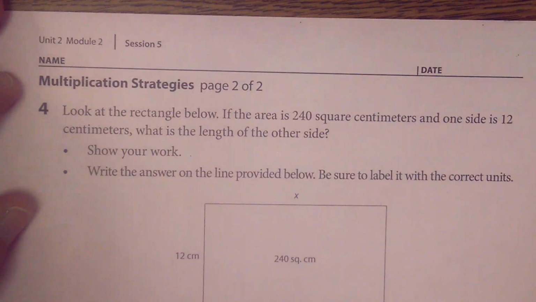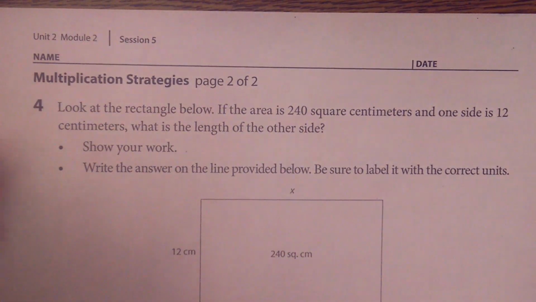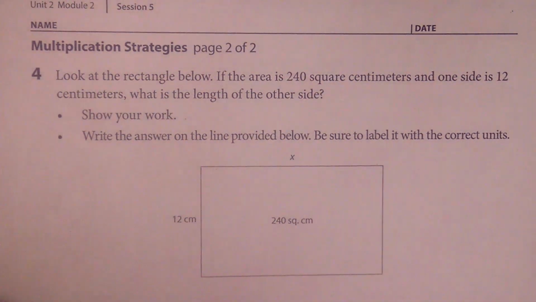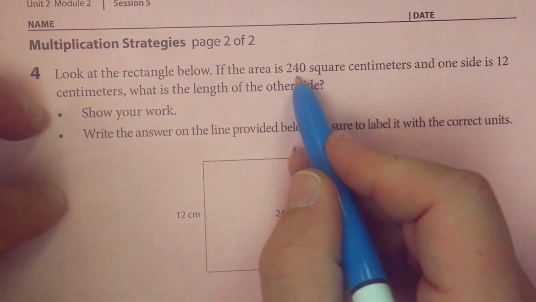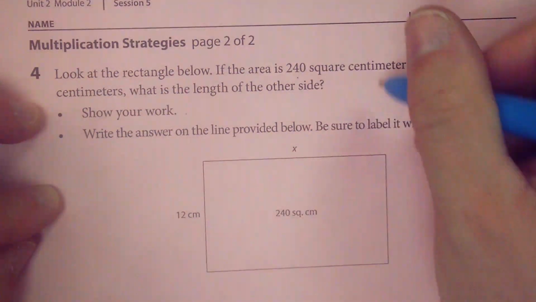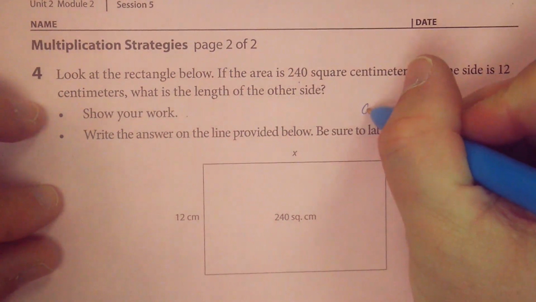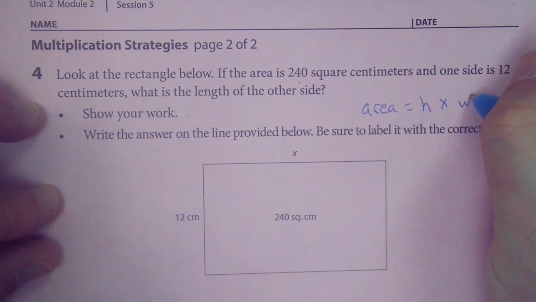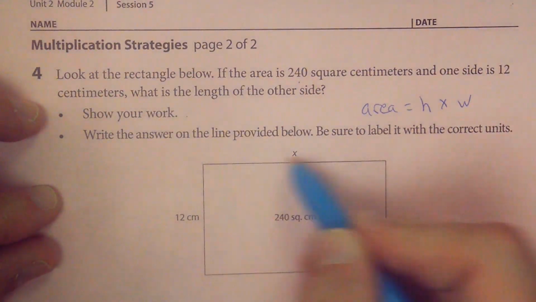Pause if you need to. Back page. Look at the rectangle below. If the area is 240 square centimeters and one side is 12 centimeters, what is the length of the other side? It would like you to show your work and write your answer on the line provided down below. Okay? The area. What is area? Area is when you multiply the dimensions. So you could say area is the height times the width. How tall it is times how wide it is.